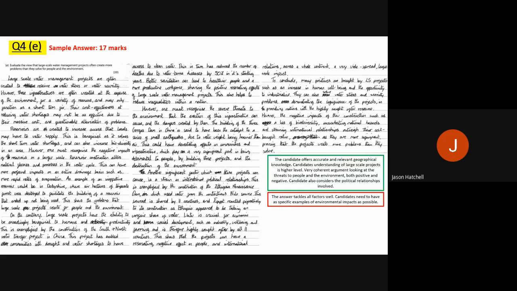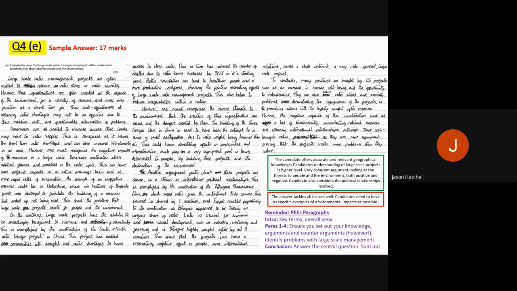The answer tackles all of the factors really well, but the candidate needs to have specific examples of environmental impact as possible. So the candidate sometimes generalizes environmental impact, sometimes doesn't go through those environmental impacts well enough, and just says these all cause environmental impacts. So the candidate needs to be more specific when it comes to the environmental impacts.